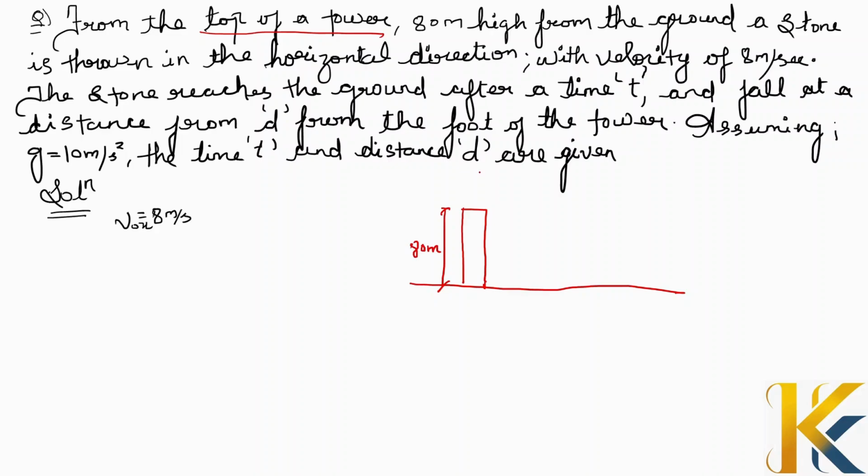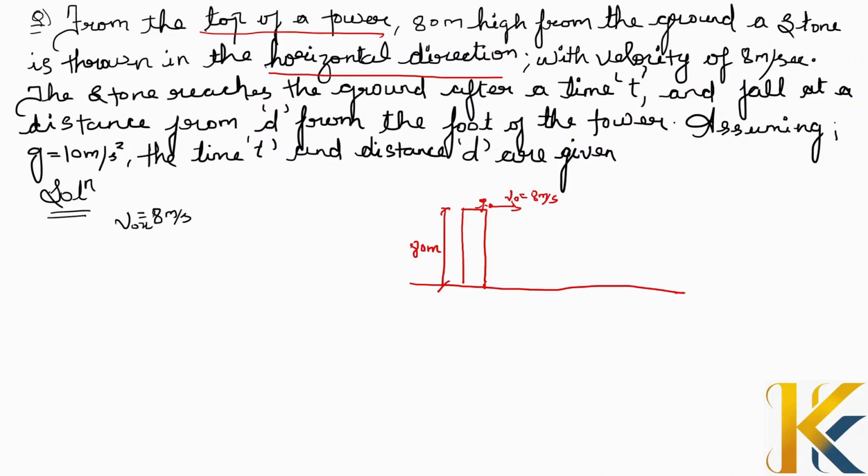A stone is thrown in horizontal direction. So there is some gentleman, and he's throwing a stone. In which direction is he throwing it? In horizontal direction. This is important, you remember which direction? Horizontal direction. And what is the velocity? The velocity is 8 meter per second. With this velocity, the stone is being thrown by this gentleman from the top of a tower.